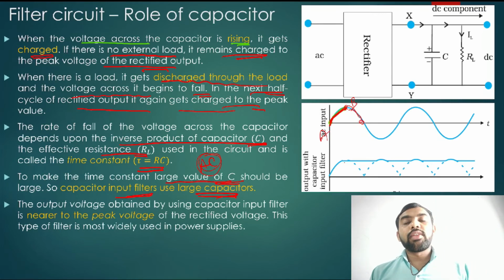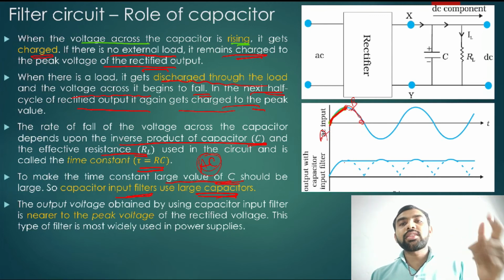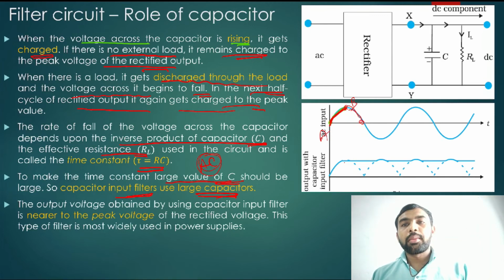Again, when the voltage increases the capacitor is charged, and when the voltage decreases the capacitor is discharged, and maintains the constant current through RL.